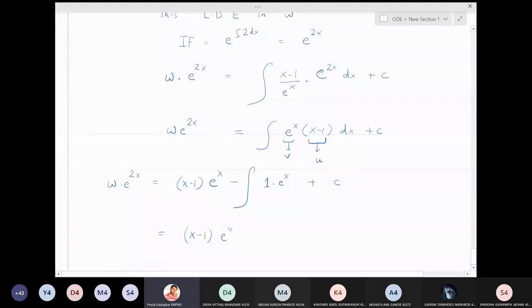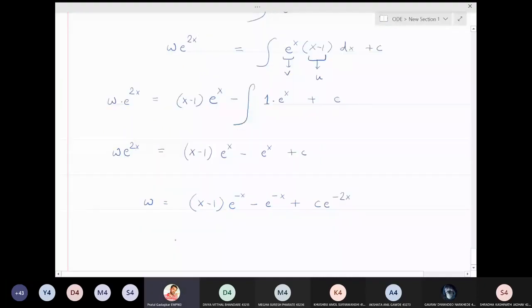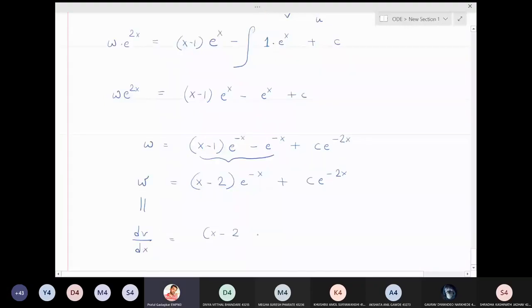w e raised to 2x equals that. And when I divide by e raised to 2x, I will get w equal to x minus 1 e power minus x minus e power minus x plus c e power minus 2x, which is the same thing as saying x minus 2 e power minus x plus c e power minus 2x. This is w, but I know that w is dv by dx.